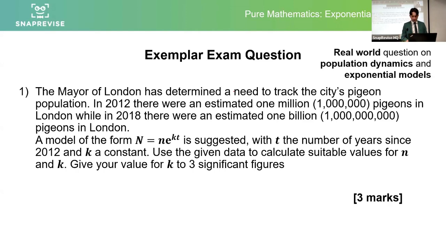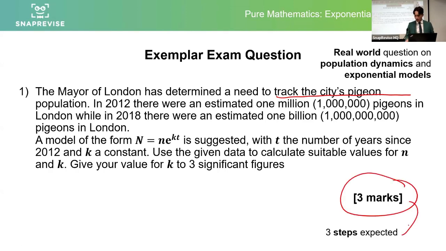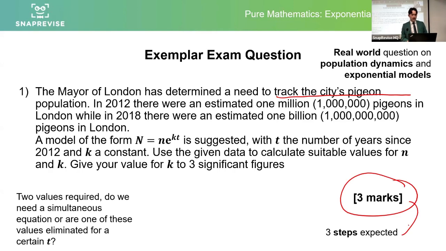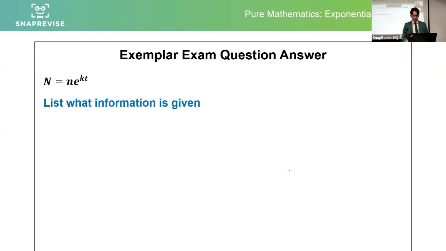Right, lots going on here. So it's a real world problem, so this is telling us that we do need to answer it in context. 3 steps expected, 3 marks. 2 values required, so we need to do a simultaneous equation, and one of them eliminated for t. So we need to round. That's what it's telling us as well. It's probably going to be a nasty answer. So we're going to give this a go.